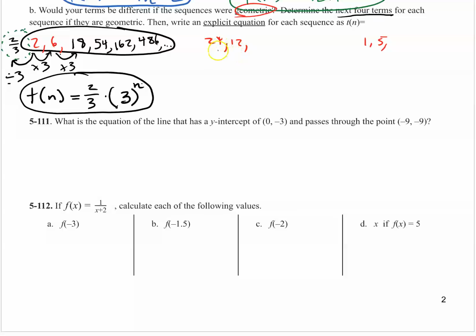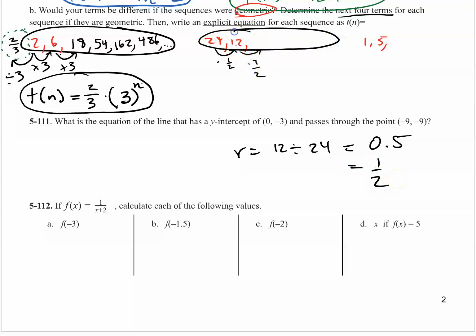24, 12. If this were geometric, what would you have to times by? Times by a half, right? And if you can't figure that out, the trick is you can take the second number, which is 12, and divide it by the first number, which is 24. And 12 divided by 24 is 0.5. In other words, it's a half. So you always have to times by a half to get to the next term. So the next term would be 6. Half of 6 is 3. Then you have 1.5. Then you have 0.75, and so on.